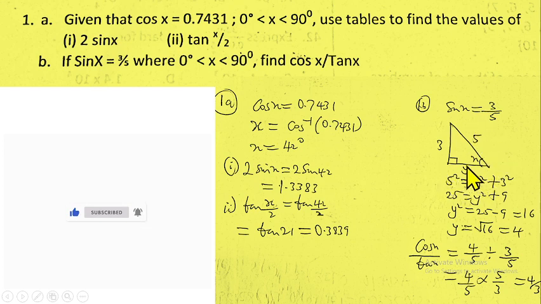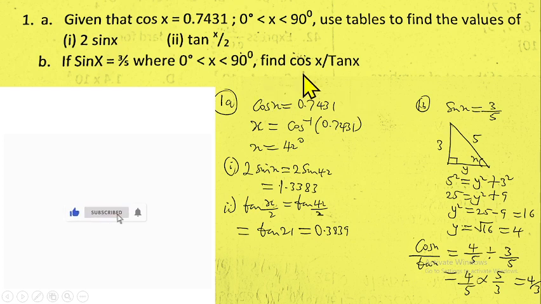Then you can find the third side of the triangle by using Pythagoras theorem. That is, the square of the hypotenuse is equal to the sum of the squares of the remaining 2 sides. So you have 5 squared equals y squared plus 3 squared. 5 squared is 25, equals y squared plus 9. Collecting like terms, y squared equals 25 minus 9, and that will give us 16. So we take the square root of both sides, y equals 4. So this side is 4.